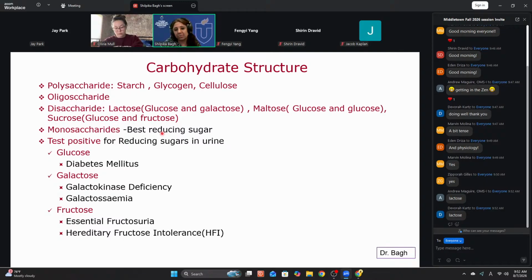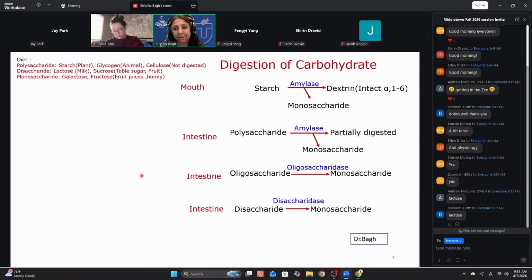Monosaccharides are the best reducing sugar. They show up in urine. Most common sugar in urine is glucose. Other sugars are for Foundation 2. But you should understand that monosaccharides are the best reducing sugar. That's why they give a positive dipstick test in urine. Please know the sources. Poly, di, mono, keep them under different class examples.